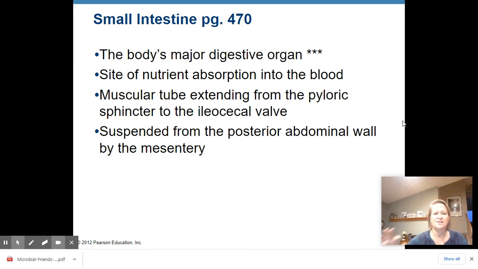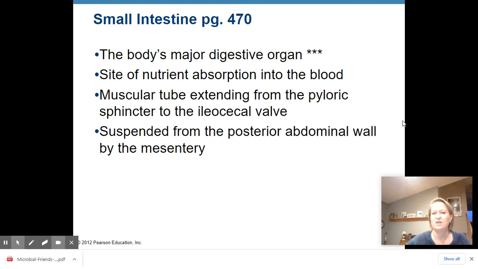The intestine itself is muscular, and it goes from the pyloric sphincter, which is at the end of the stomach. Remember where the pyloric sphincter opens and lets just like a teaspoon of chyme into the small intestine at a time. And then it ends at the ileo.